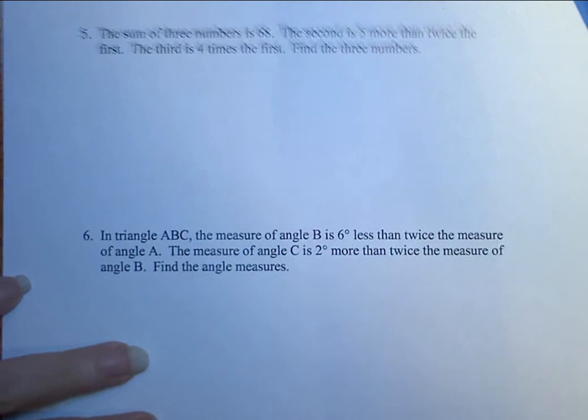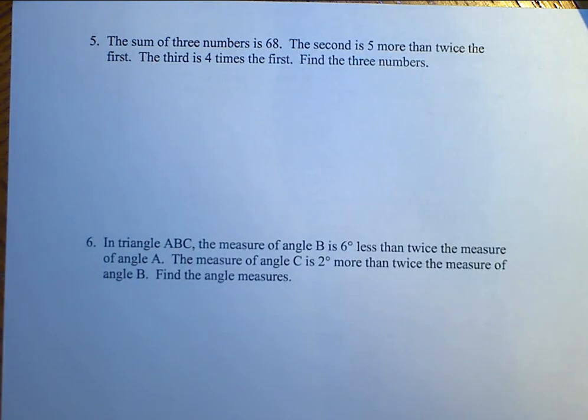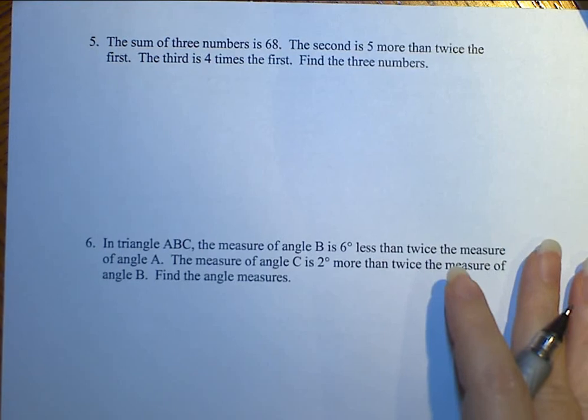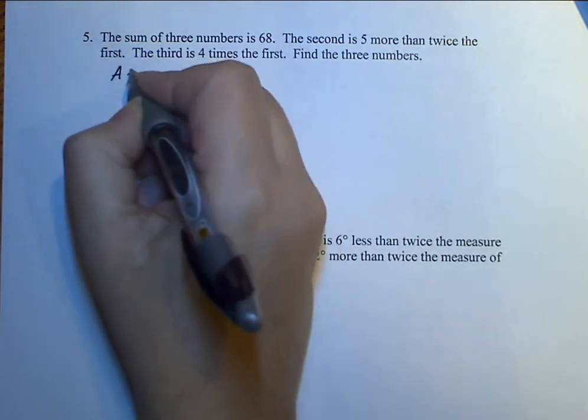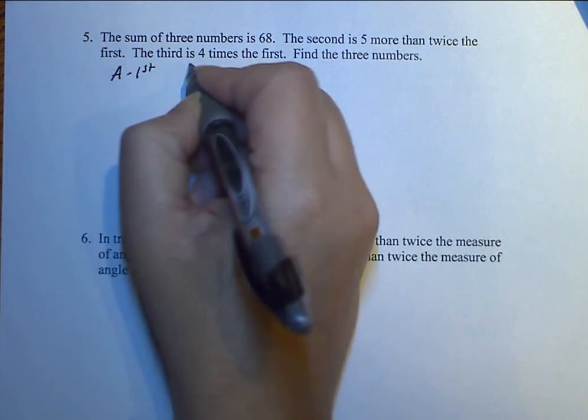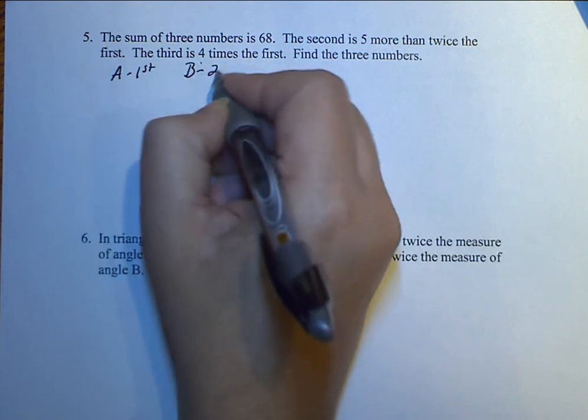So we have: the sum of three numbers is 68. The second number is 5 more than twice the first. The third is 4 times the first. Find the three numbers. So that means that we're going to say A is going to be our first number, B is going to be our second number, and C is our third number.